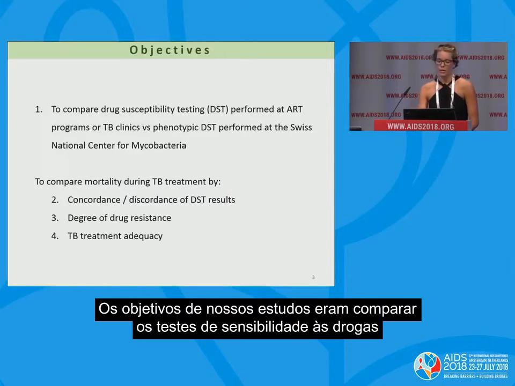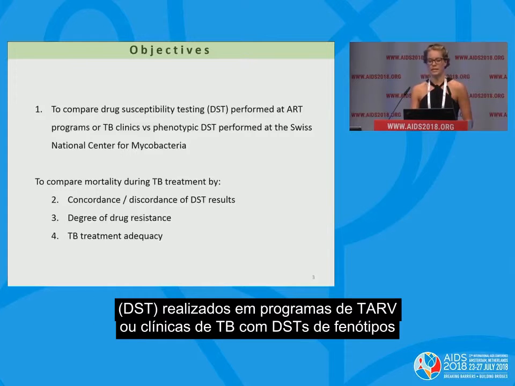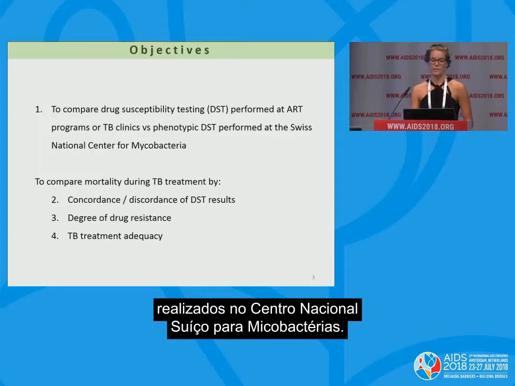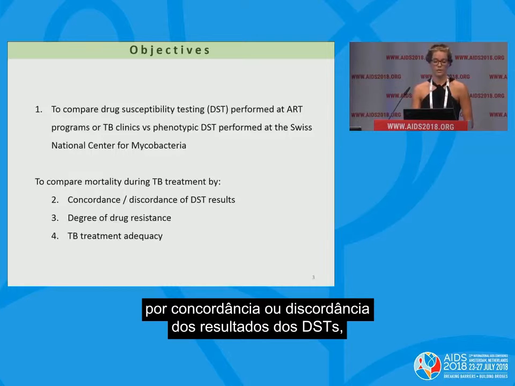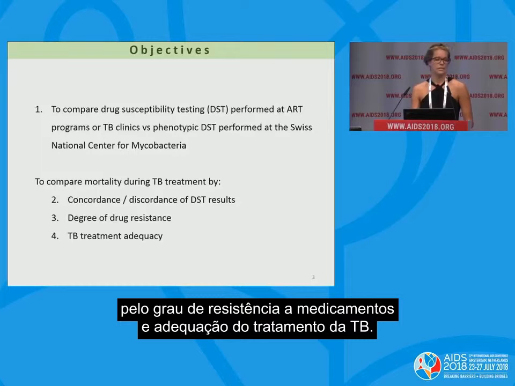The objectives for our studies were to compare drug susceptibility testing, DST, performed at ART programs or TB clinics versus phenotypic DST performed at the Swiss National Center for Mycobacteria. Then we compared mortality during TB treatment by concordance or discordance of DST results, by the degree of drug resistance, and by TB treatment adequacy.